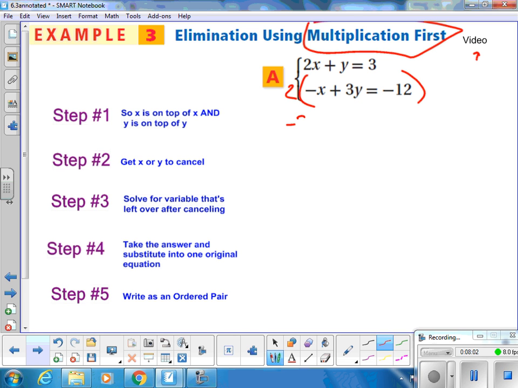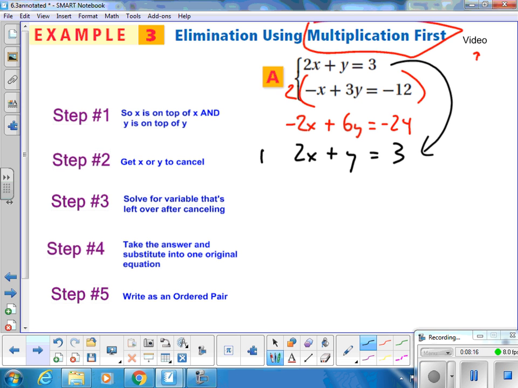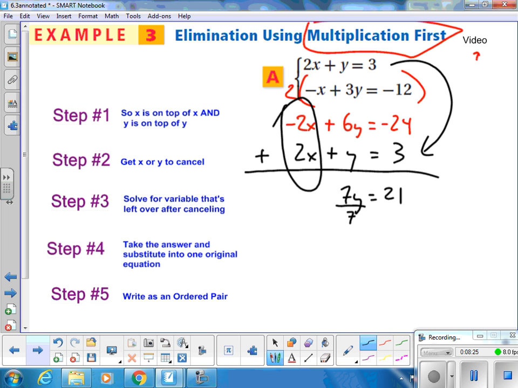And again, keep track of those negatives. 2x plus 6y equals negative 24. Again, everything's doubled. I'll put my first equation up here, copy it down as is, and add them together. Those cancel out. I've got 3y equals 21. y is 7. Switch to the y equals 3.